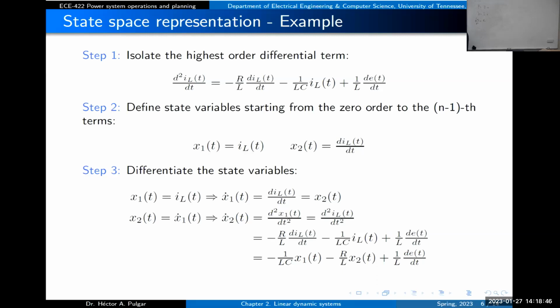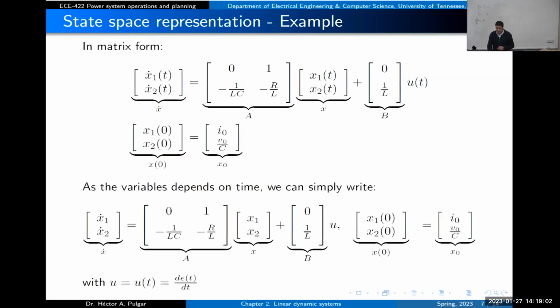So finally, you obtain two linear equations. The derivative of x1 is equal to x2, and the derivative of x2 is a linear combination of x1, x2, and the input, the derivative of the input. We can present that in matrix form, and that is a state space representation for this RLC circuit. This is the vector B, which is a column vector. This is the matrix of the system, 2 by 2, and this is the vector of the state variables.